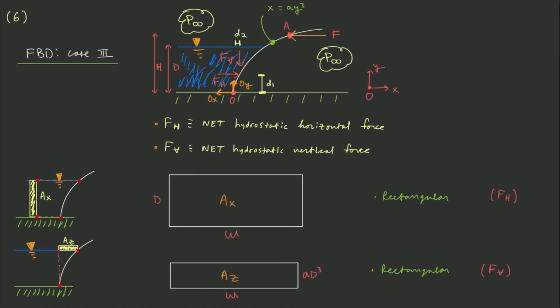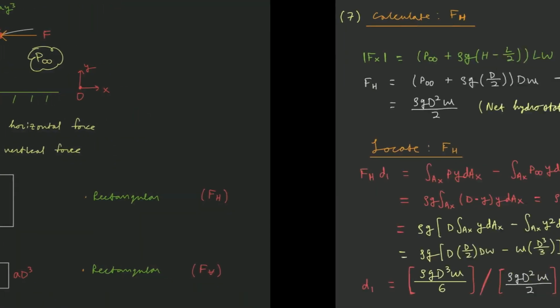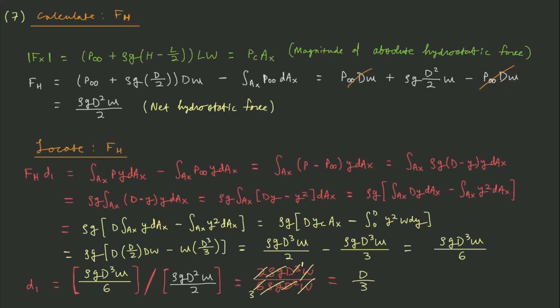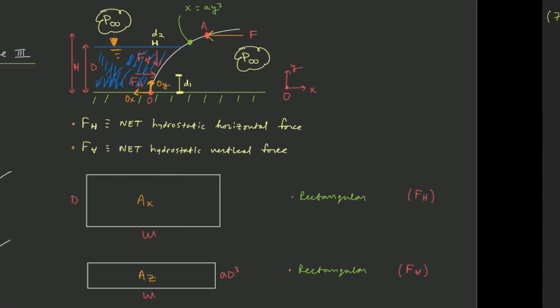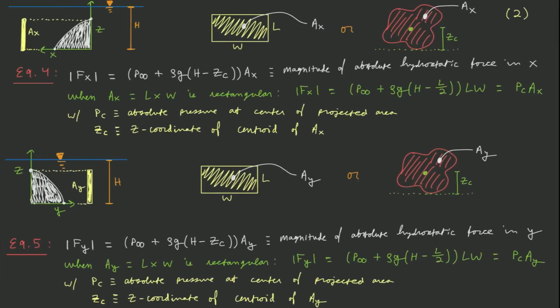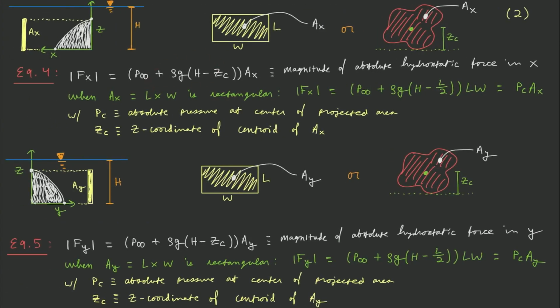Well, what is A_X? We know A_X is equal to D W, so P infinity D W cancels with this first term, and we get that the net hydrostatic force in the horizontal direction is rho g D squared W over 2. That is the net hydrostatic force in the horizontal direction. So again, it's worth studying what we did here. We have the equation for the absolute hydrostatic force, or the hydrostatic force that includes the effects of the ambient atmosphere, and you get that from this equation right here, and this is the equivalent equation in Y.